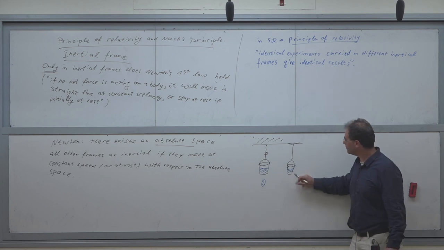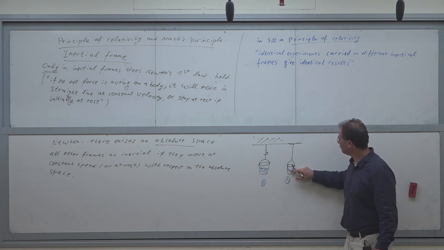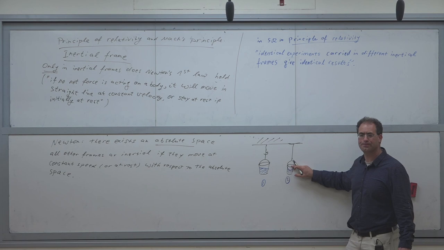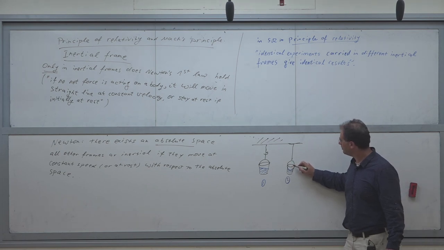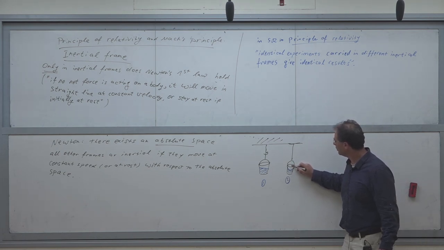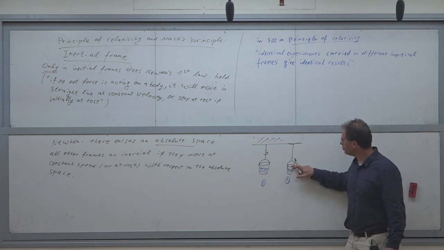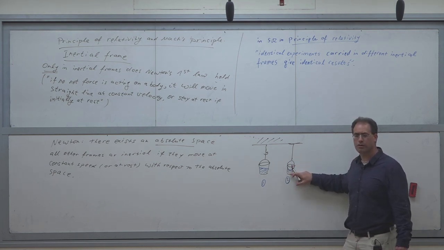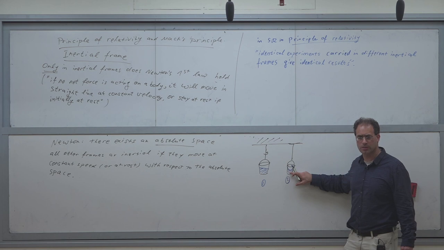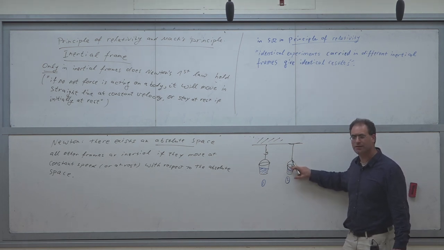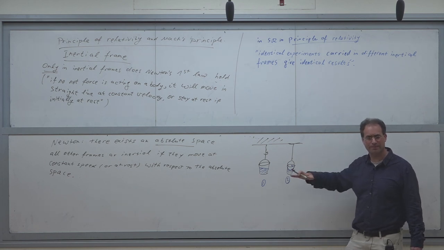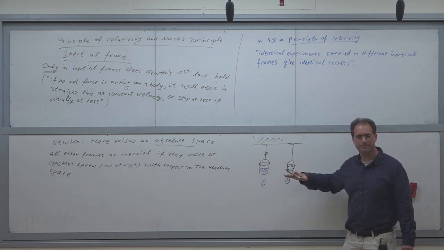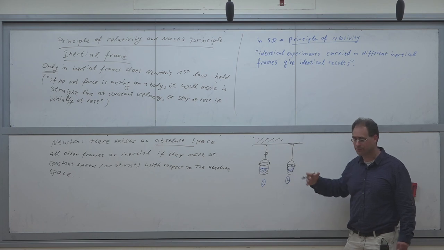But right now, there is no relative motion between the water and the bucket. So if you were an ant that's sitting over here, you wouldn't see any relative motion between you and the water. But you could still deduce that you're not in an inertial frame, because you would see the water surface, and you would see that the water surface is not flat.